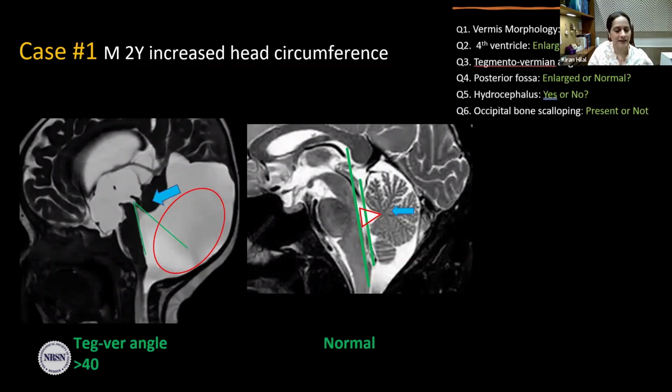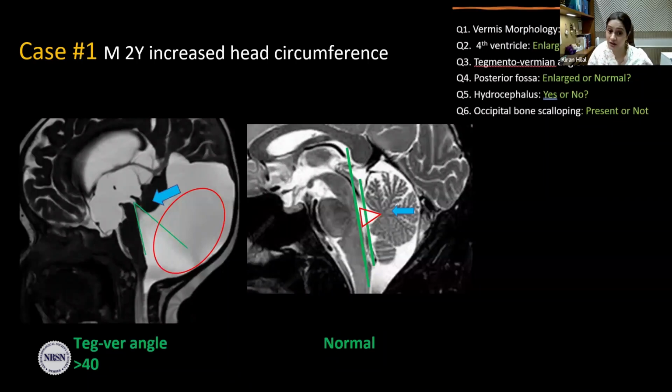What about the posterior fossa? If it is the normal size, this is definitely large. Now, question number 5. Hydrocephalus is present or not? Look at this. This is the normal ventricular system. Definitely there is a hydrocephalus.